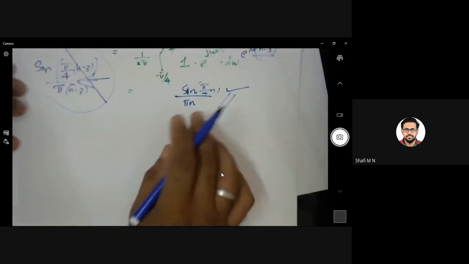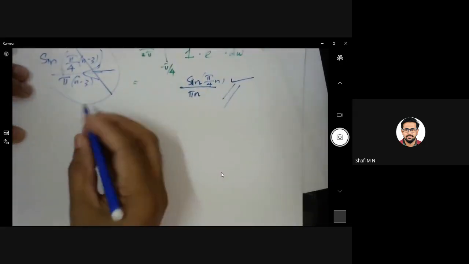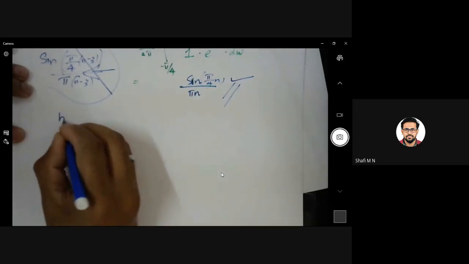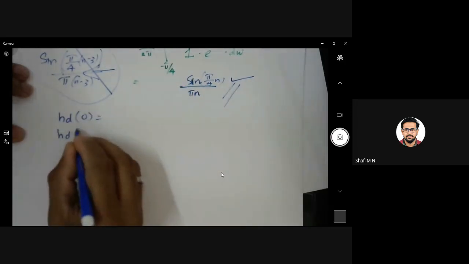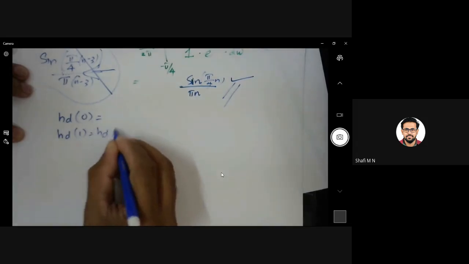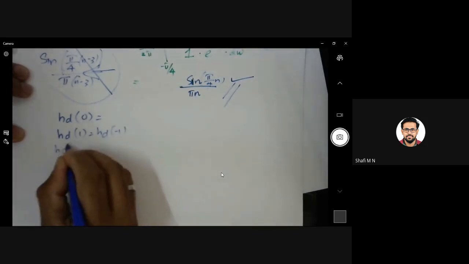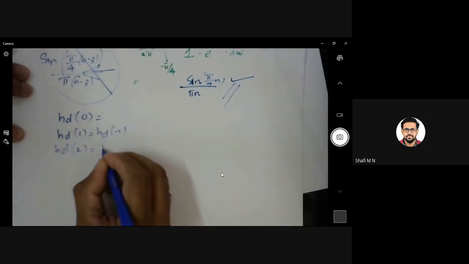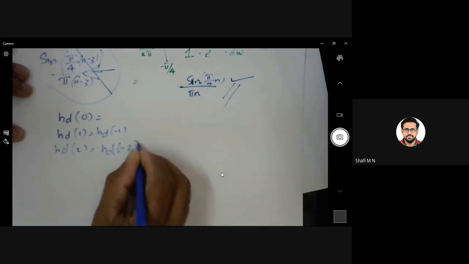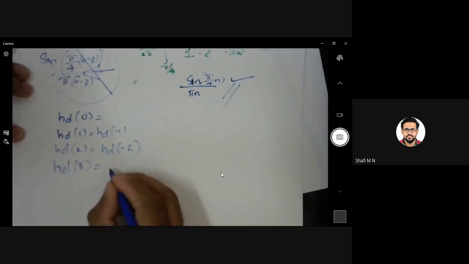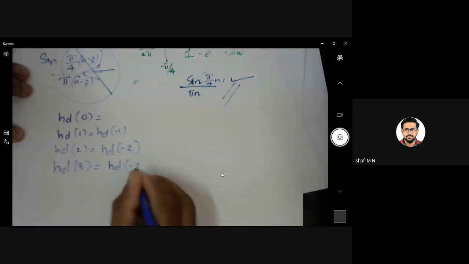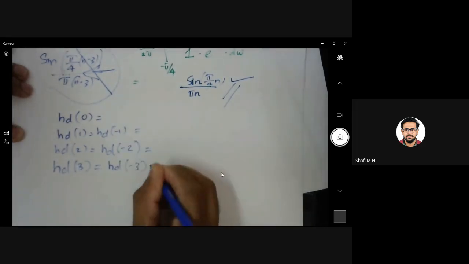ഓക്കെ, so this is your hd of n. So you find your hd of n values. You need hd of 0, then hd of 1, that will be equal to hd of -1, then hd of 2, that will be equal to hd of -2, then hd of 3, that will be equal to hd of -3. Find all the values.